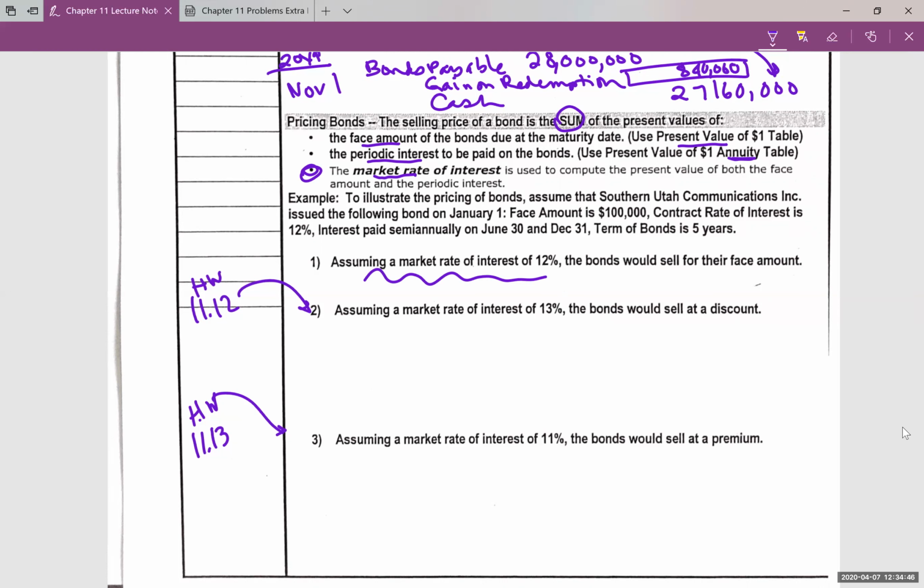But here is the bond contract. Southern Utah Communications. They issued the following bond. It's a face amount of $100,000. The contract rate is 12%. The interest, once again, twice a year. The bond is 5 years. So on number 2 here, I just want to point out, assuming a market rate of interest of 13%, the bonds would sell at a discount. So here's what we know.